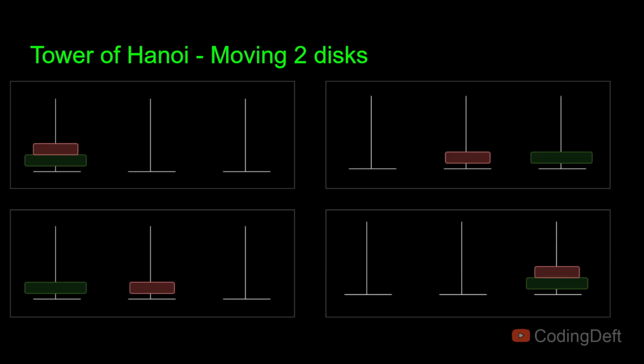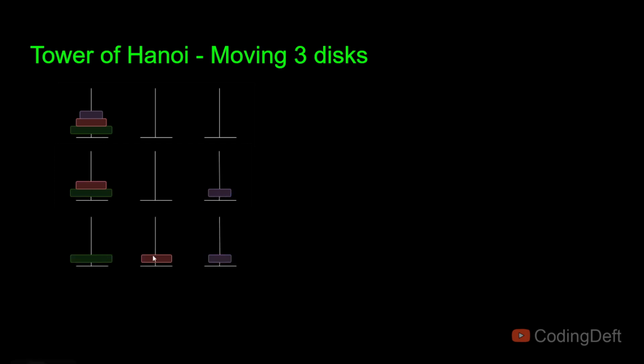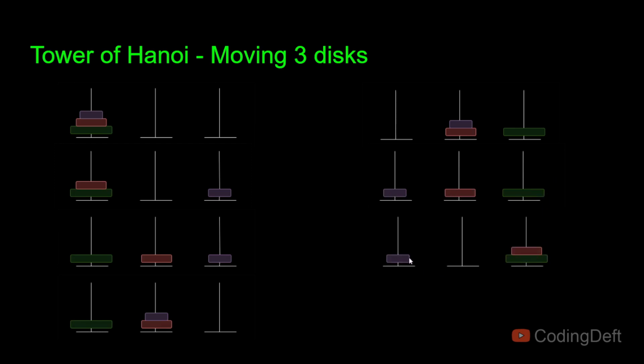Next, let us see moving three disks. So how we can solve this is, first we can move this purple one to the last rod, then we can move this red one to the intermediary one, and this purple one we can move to the second rod. Then we move this biggest disk to the last rod, then we move this purple to the first one, then the red will be moved to the last one, and finally this purple one will be moved to the last rod. So this involves 1, 2, 3, 4, 5, 6, 7 total steps.